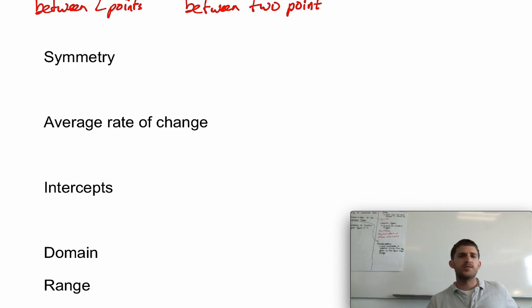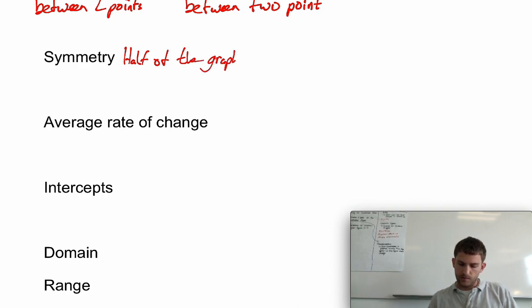We're going to focus on one specific type of symmetry for this section. We're not going to use all the types of symmetry that you may have learned about in geometry. We're going to focus mostly on reflection. So we're going to say half of the graph, which is just a fun phrase to say because it rhymes, half of the graph can be reflected onto the other.